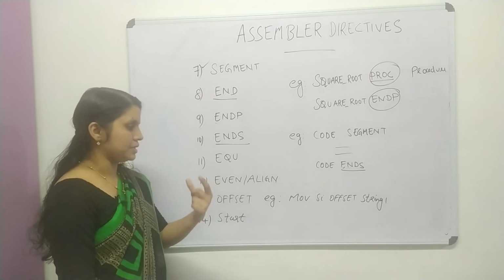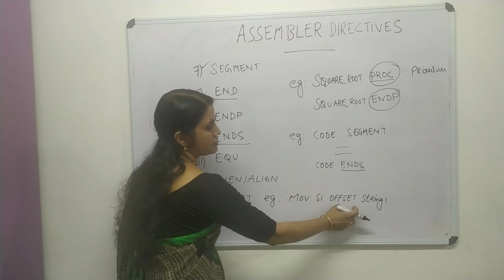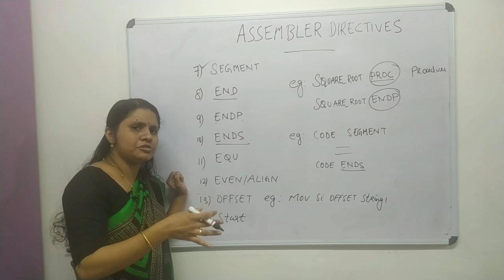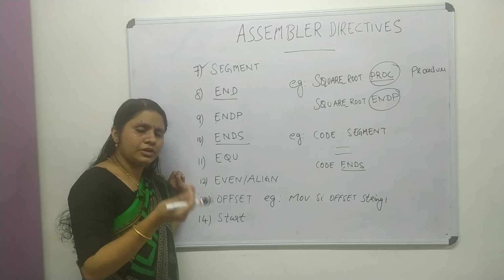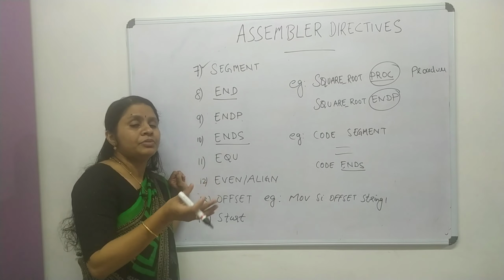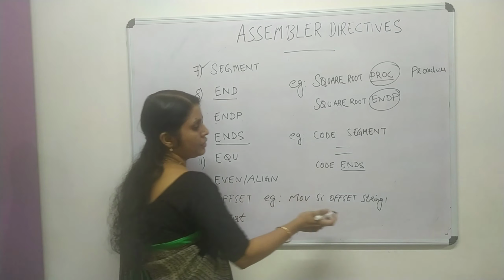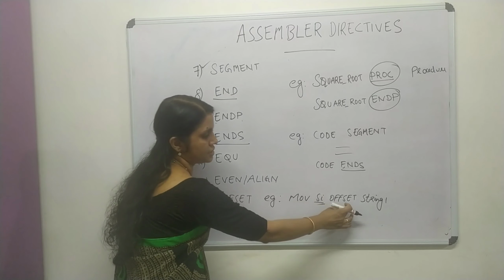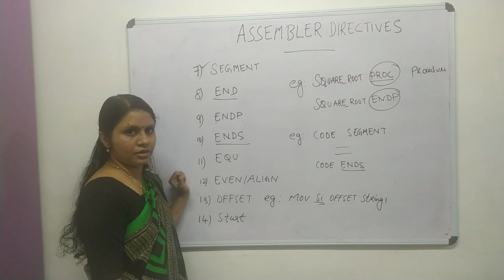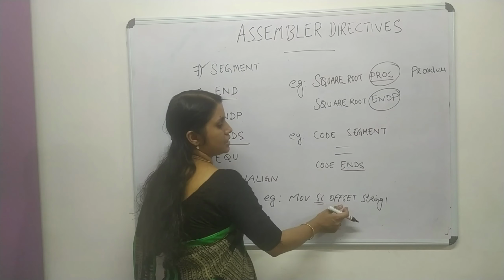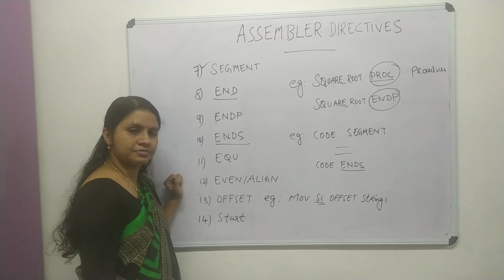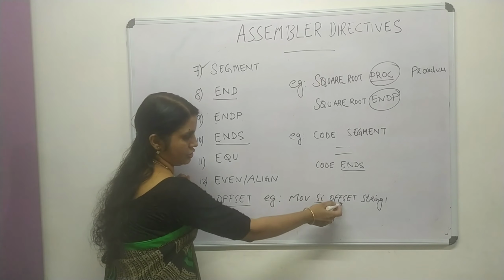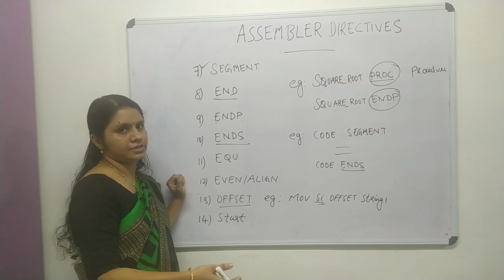Then OFFSET. For example, MOV SI, OFFSET string1. It means you can directly substitute the offset address of any variable. Here, SI will be getting the offset address of the variable string1. That is it. It can be used as a directive for substituting the offset address of any variable.